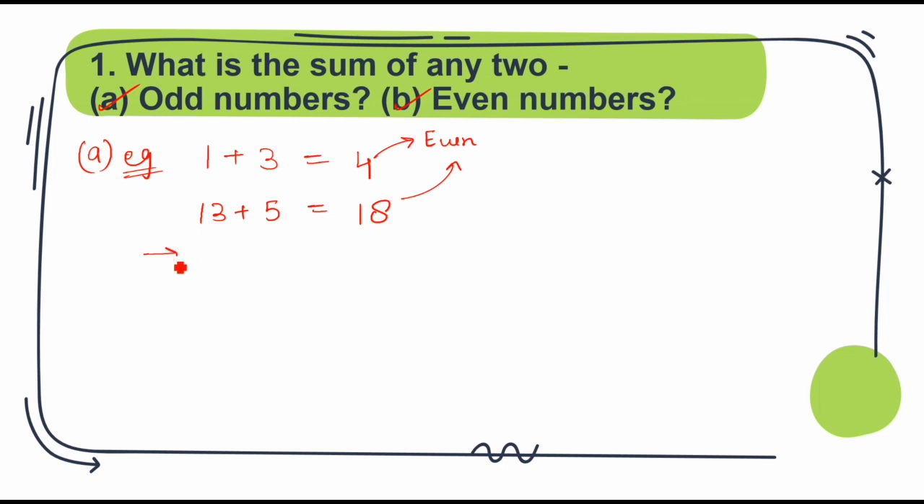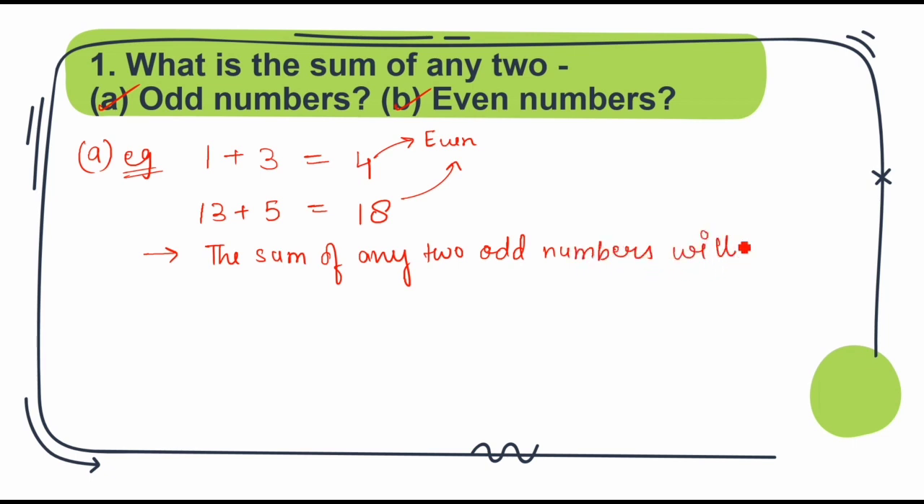So from this we can conclude that the sum of any two odd numbers will be even. Okay, so this is the first answer for the first part.